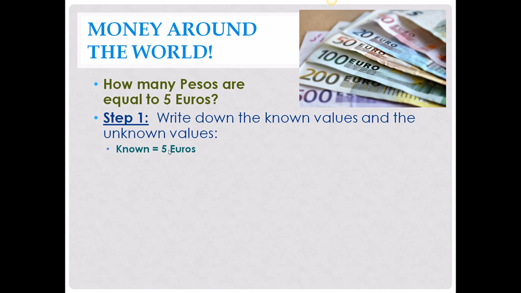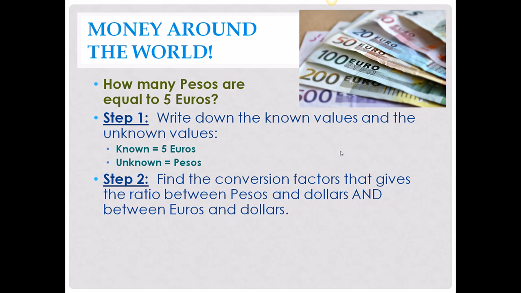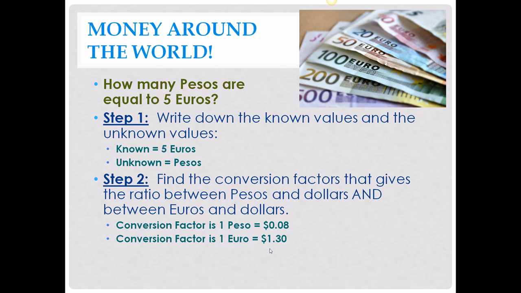So what I know is 5 euros. What I'd like to know is what is that in pesos. So I need to write down the conversion between pesos and dollars, and then a conversion between euros and dollars. So 1 peso is 8 cents and 1 euro is $1.30.